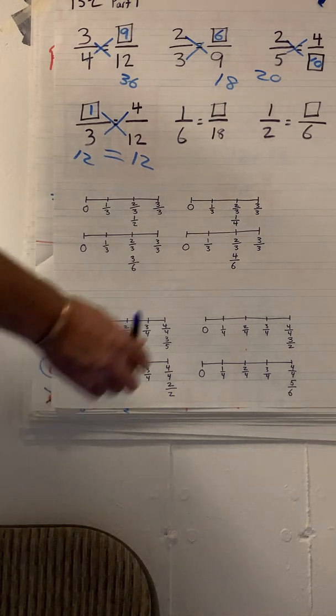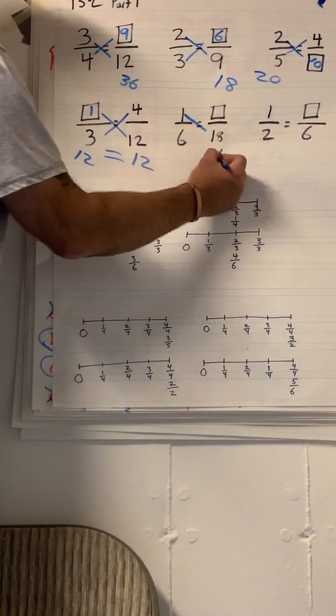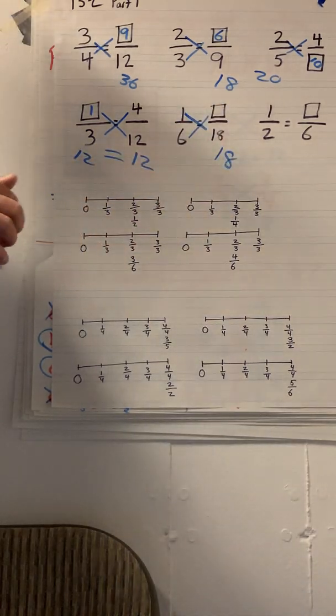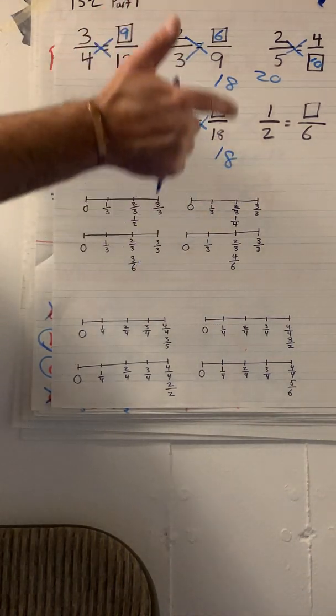Hope you're feeling okay with this. 1 times 18 is 18. 6 times, well, what? Let's go by 6. 6, 12, 18.